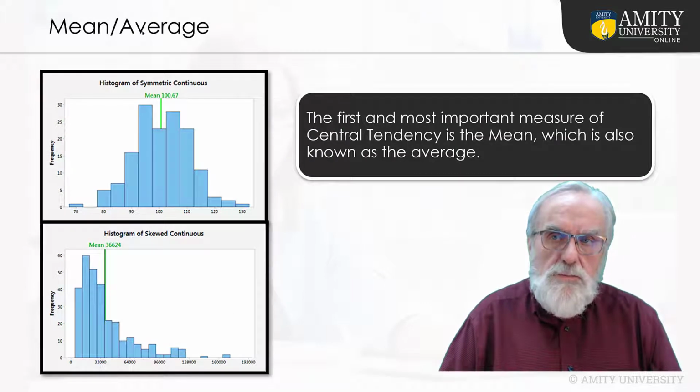The first and most important measure of central tendency is the mean, which is also known as the average. The mean is the arithmetic average, which we'll cover in more detail in the next section, and it is probably the measure of central tendency with which you are most familiar. Calculating the mean is very simple. You add up all the values in your data set and divide that sum by the number of items in your data set.